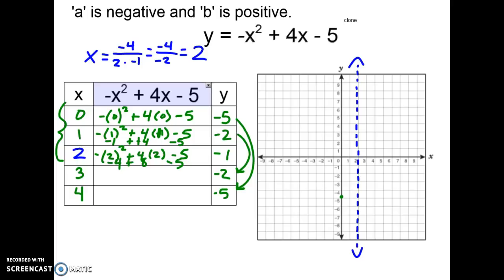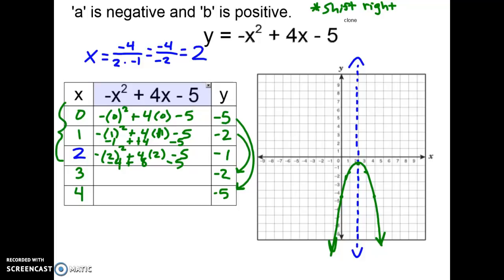0, -5. 1, -2. 2, -1. 3, -2. And 4, -5. And we can draw our curve in for our parabola. And as you can see, we probably could have answered this question when we found our line of symmetry, but when A is negative and B is positive, we are going to be able to shift right. It's going to be shifting to the right side of the y-axis.